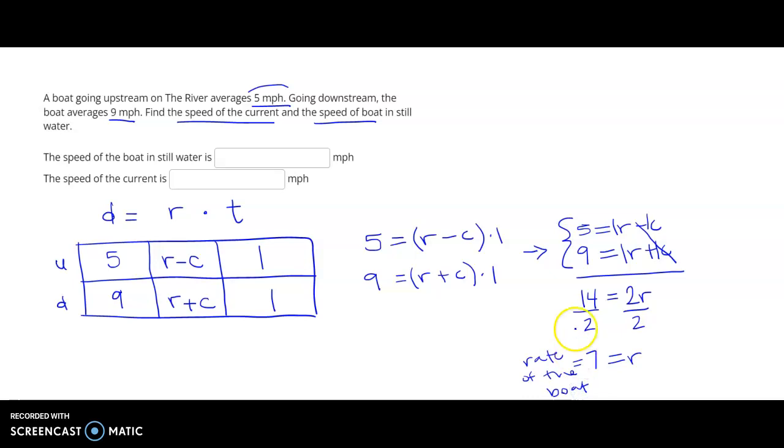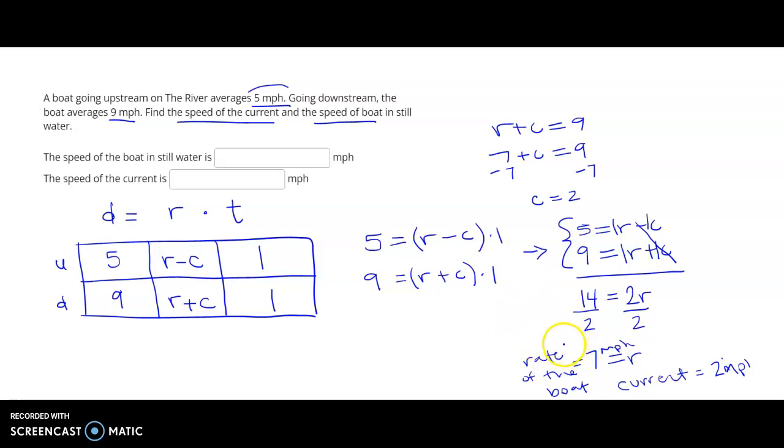Now we need to find the current. Well, according to this, we know that r plus c equals 9, right? We found that equation. And so we can plug in 7 for r, so we get 7 plus c equals 9. And then we just go ahead and solve for c. So c equals 2. So the current then equals 2 miles per hour. And we can also put that here, miles per hour.